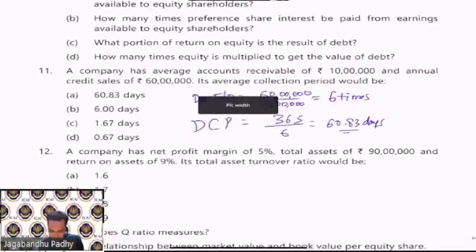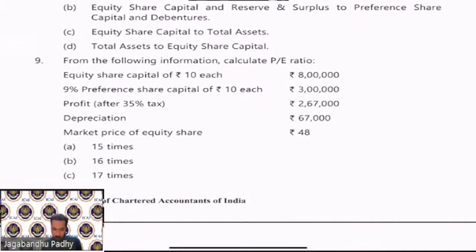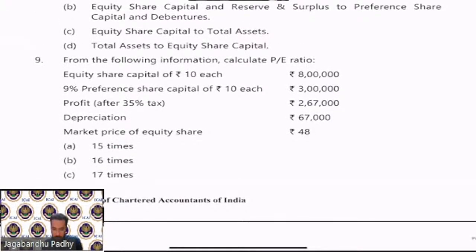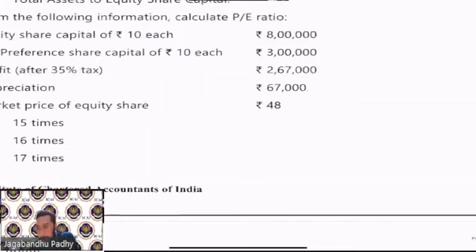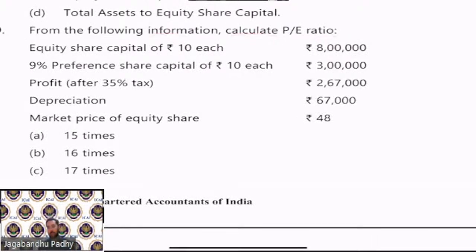MCQ number 9. Okay. In the following information, calculate the P/E ratio. P/E ratio is price to earning. So we need the market price per share. We need the earnings per share. So here we have the profit after 35% tax. This means we have a PAT of 2,67,000.